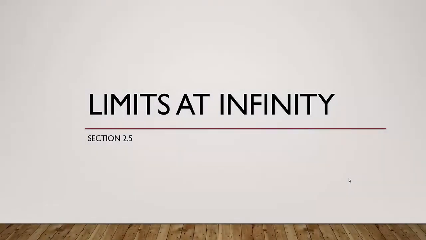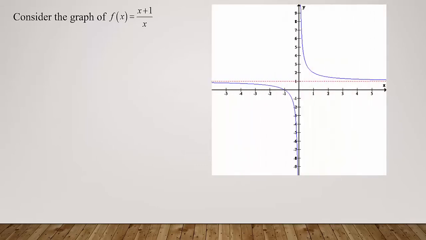All right, folks, continuing our journey through chapter 2, looking at a lot of limits. Now we're going to look at limits at infinity. This is section 2.5. And we're going to introduce it by looking at the graph of the function f of x equals x plus 1 over x. So there's the graph of the function f of x equals x plus 1 over x.